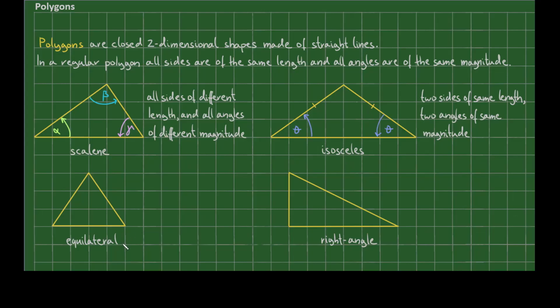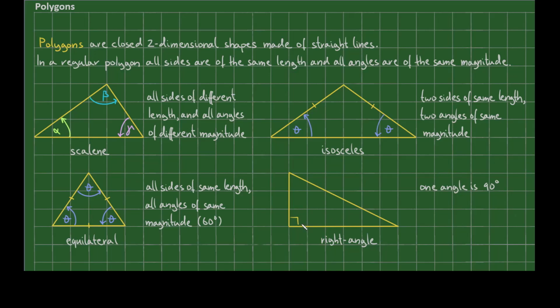The next triangle is an equilateral triangle. Here, all sides are of the same length and all angles have the same magnitude of 60 degrees. If I absolutely insisted, I could draw vertical bars across all three sides to indicate that they are indeed of the same length. Lastly, among the triangles, we have a right-angled triangle. In this type of triangle, one angle is 90 degrees.